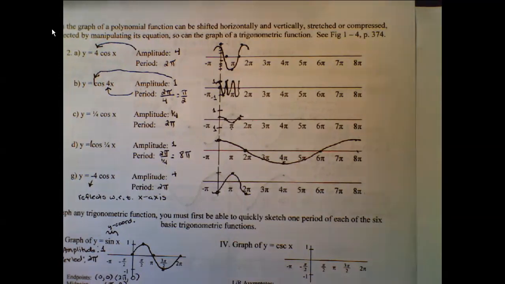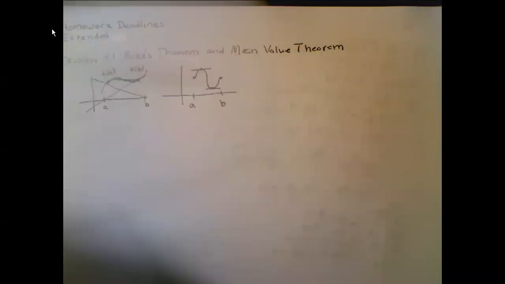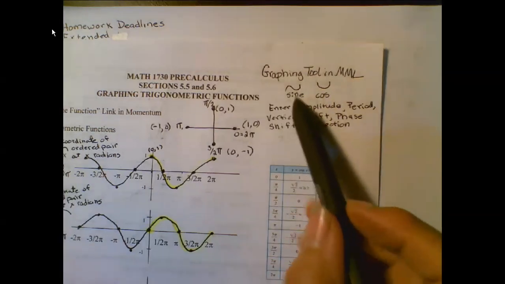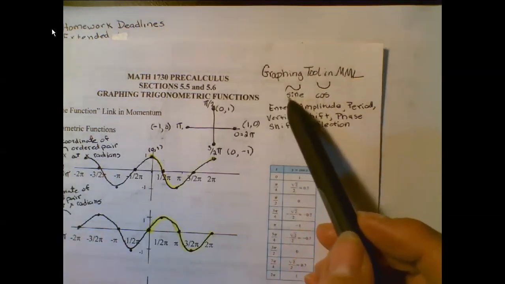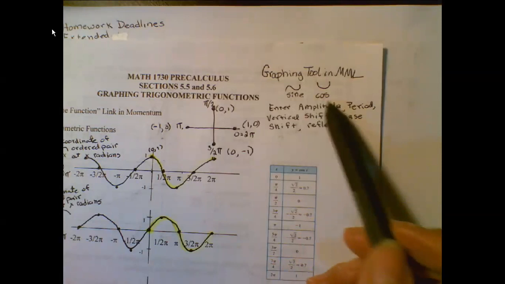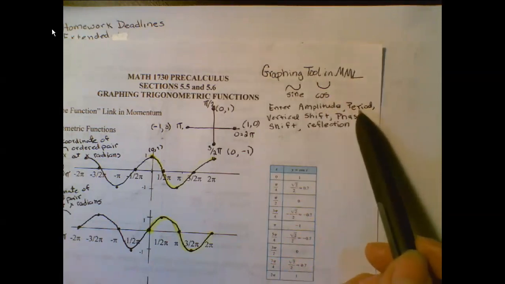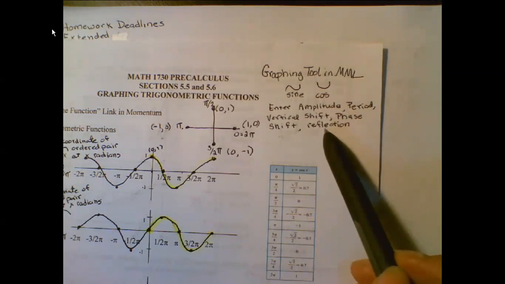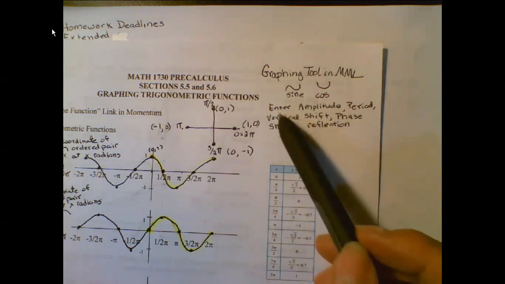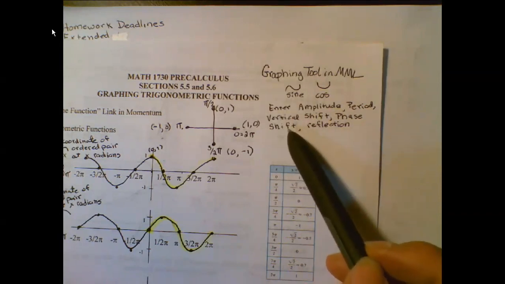So do you understand amplitude and period pretty well? Yes. Okay, we've talked about everything but phase shift then. The things that you have to enter on the calculator, you have to tell the calculator or MyMathLab whether you're graphing sine or cosine. You have to enter the amplitude and the period and click a box if you want the graph to be reflected with respect to the x-axis. So what about this vertical shift and phase shift?